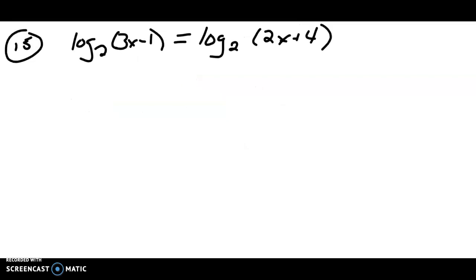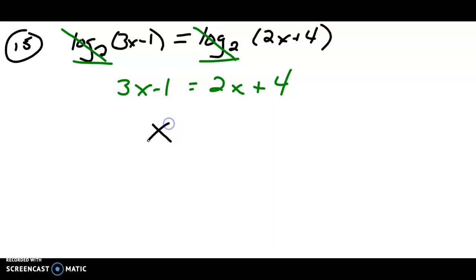So first thing we're going to do is look at problem number 15. And you can see that we have log base 2 and log base 2. That's the most important thing at this point, is to recognize that they have exactly the same log. So because they have exactly the same log, I can go ahead and eliminate those two things. So 3x minus 1 is going to be equal to 2x plus 4. Now it's a basic algebra 1 equation where I am just going to solve for x. Subtract 2x from both sides and I get x. Add 1 to both sides and I get 5. So x is going to be equal to 5.